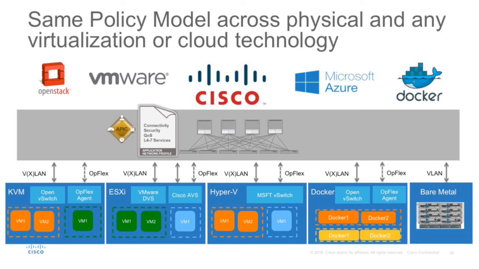But we also provide native integration with the key cloud management and orchestration systems, including OpenStack, supporting multiple distributions, vRealize Automation with a plugin for vRO, Cisco, obviously, with Cisco Cloud Center or UCS Director, Microsoft Azure, as well as integration with Docker, including Kubernetes, Docker Swarm, and other frameworks.